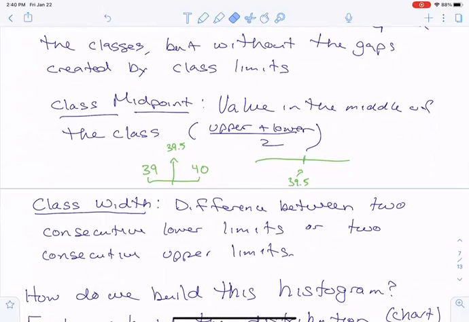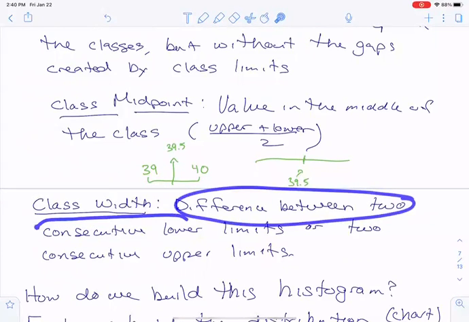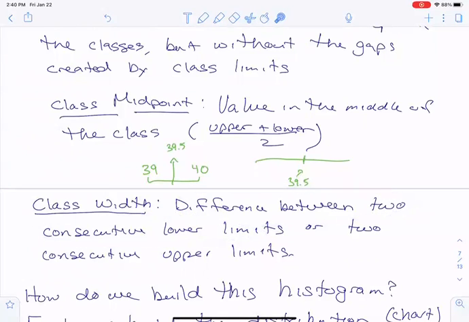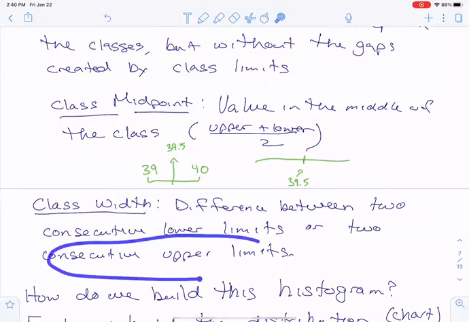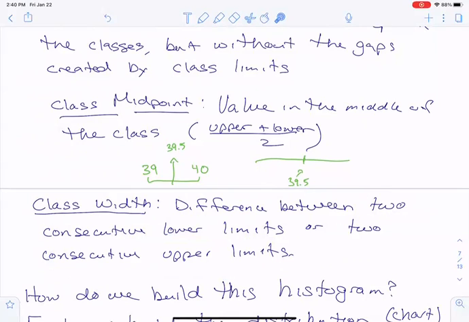The last piece of terminology we want is what we call a class width. And a class width is just going to be the difference between two consecutive lower limits or the difference between two consecutive upper limits, right? We do not take the upper minus the lower, right? That's not how we find the class width. We take the difference between two consecutive lower limits or two consecutive upper limits.